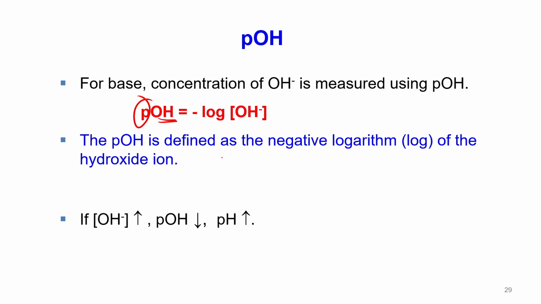So negative logarithm of the hydroxide ion. When we have a higher concentration of OH minus, meaning the molarity of the base is concentrated, we will have a higher pH. That's why a strong base has a high pH, like 14 or 13. So pH and pOH are inversely proportional. So higher pH means lower pOH.